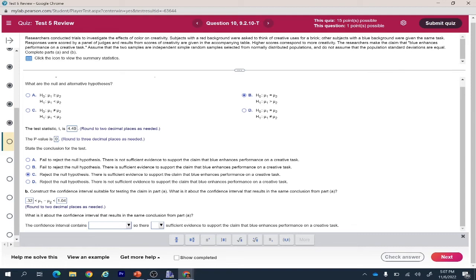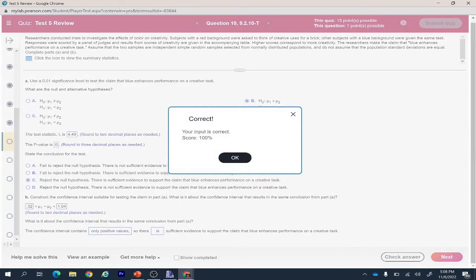So what is it about the confidence interval that results in the same conclusion from part A? Part A concludes to reject the null hypothesis. There is sufficient evidence to support the claim that blue enhances performance on the creative task. If mu1 minus mu2 is always positive, the confidence interval contains only positive values. This difference is always positive, which means mu1 is greater than mu2. So that supports the claim.